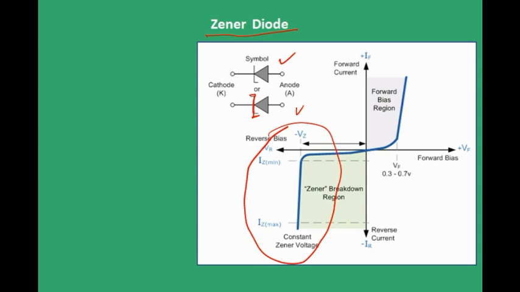Now a Zener diode is fabricated by heavy doping. So you can say that both the N type and P type that are used inside a Zener diode are doped heavily.